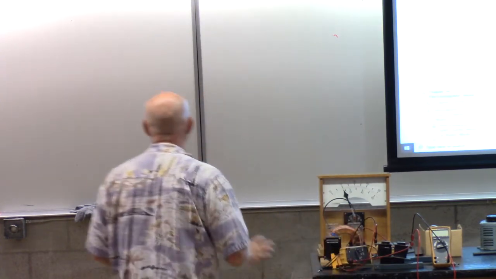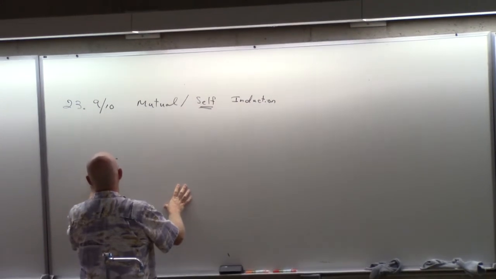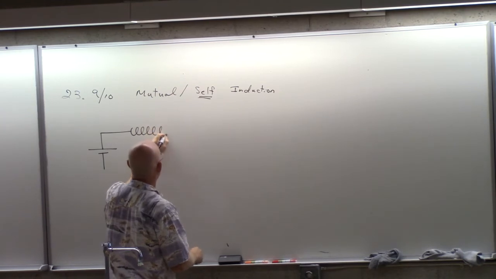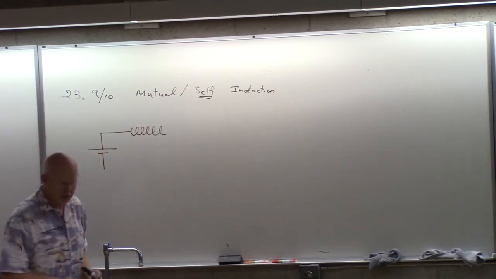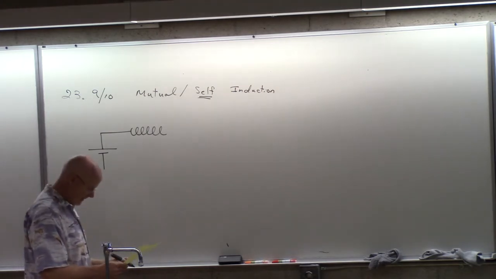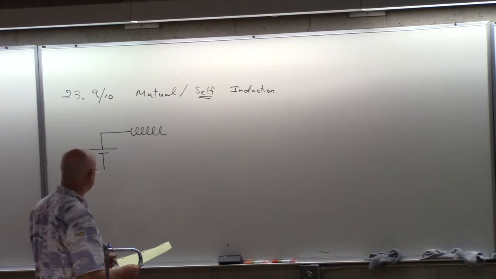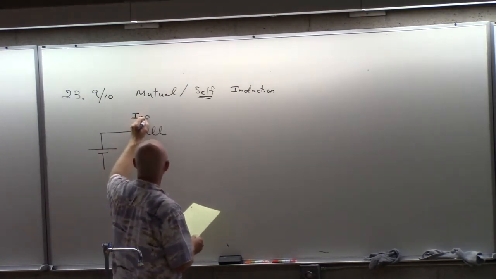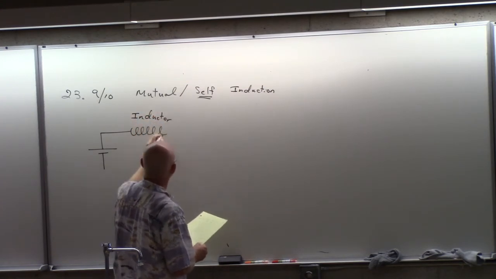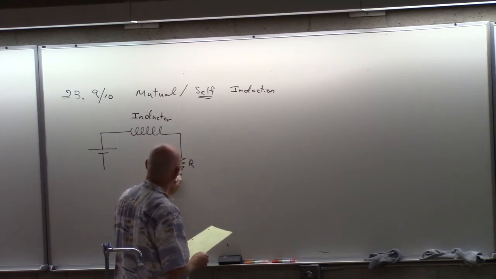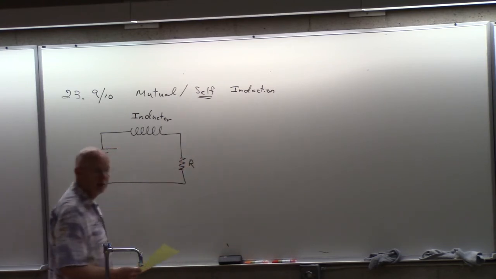In other words, watch this circuit. What if I did this? I took a battery and connected it to a coil. I'm going to give you a new picture here. This is what we're going to call an inductor, and we're going to talk about the inductance of this inductor. Now, just to make the discussion a little simpler, I'll put a resistor here.